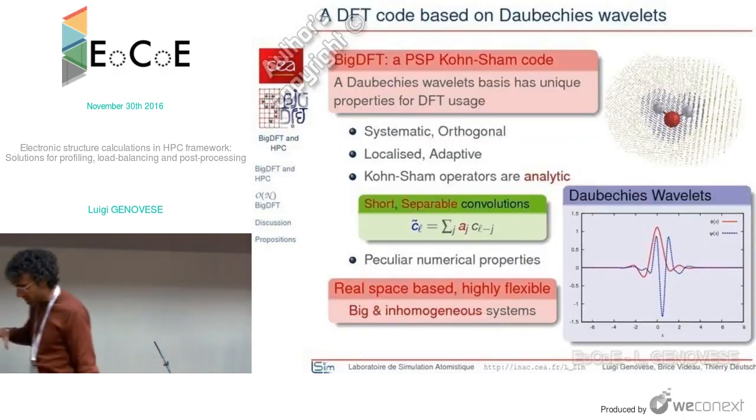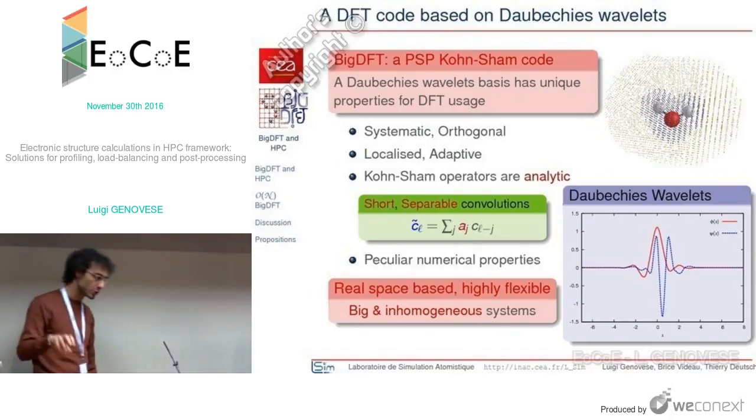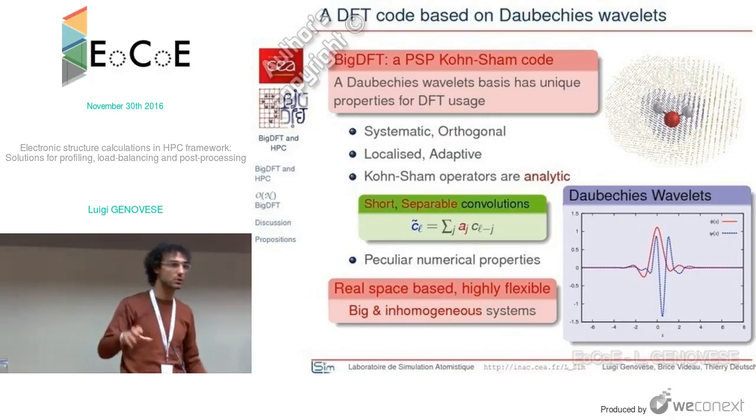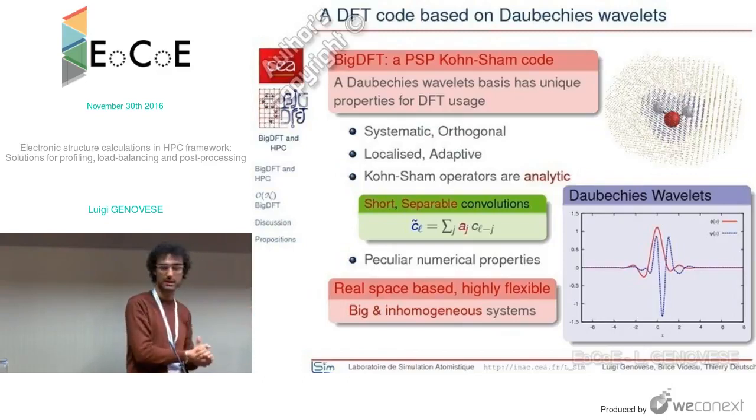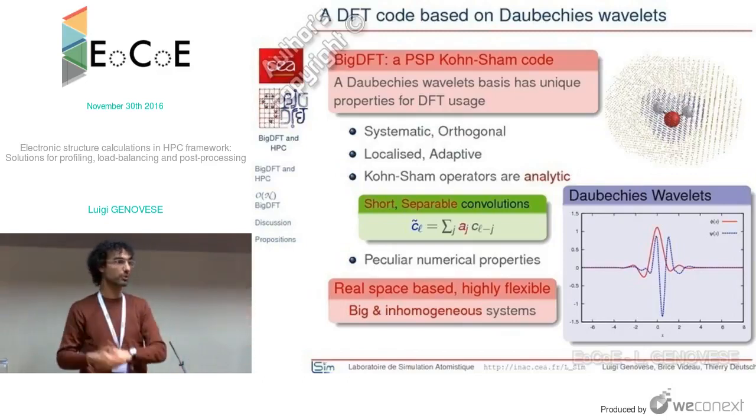So BigDFT is a code which uses Daubechies wavelets. So one has to map operators in the Kohn-Sham DFT, whatever that means, into a computer kernel.